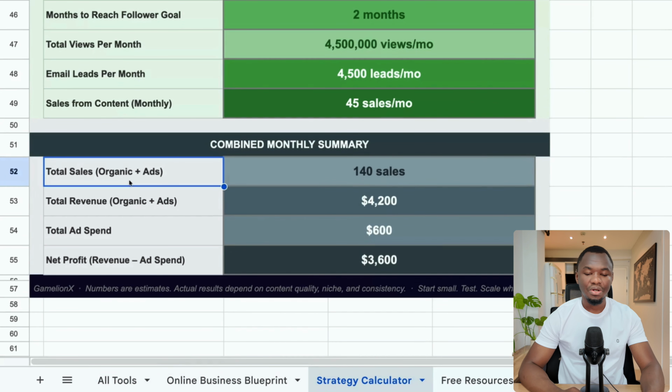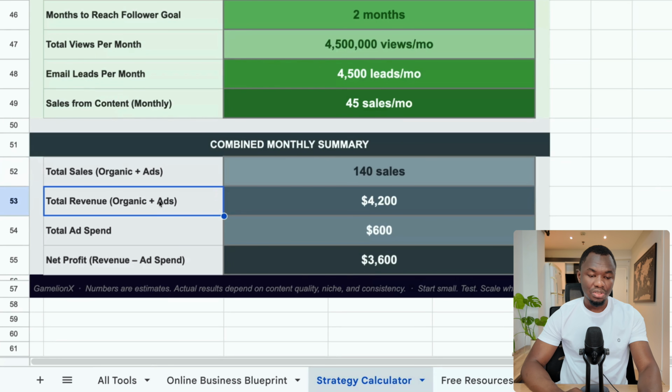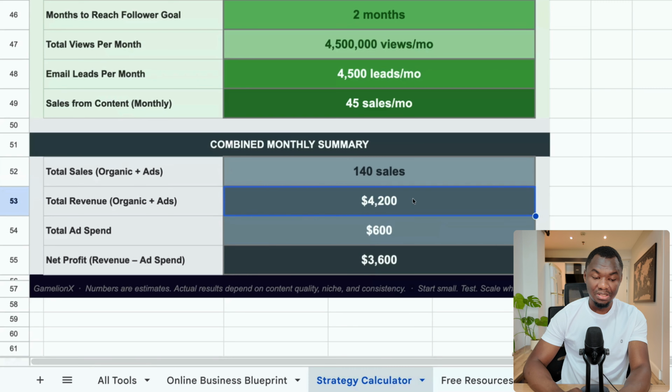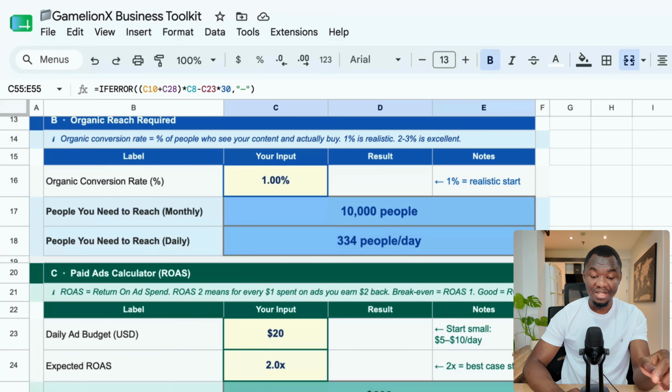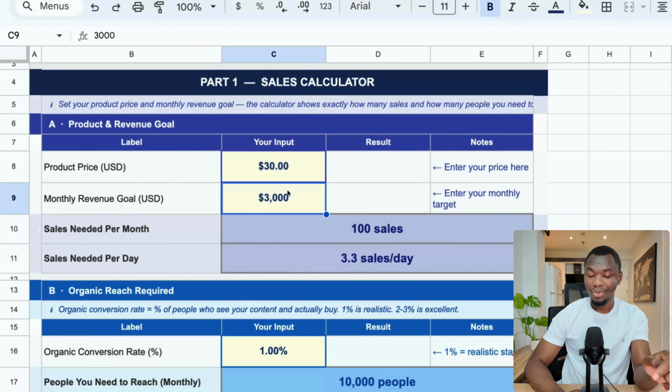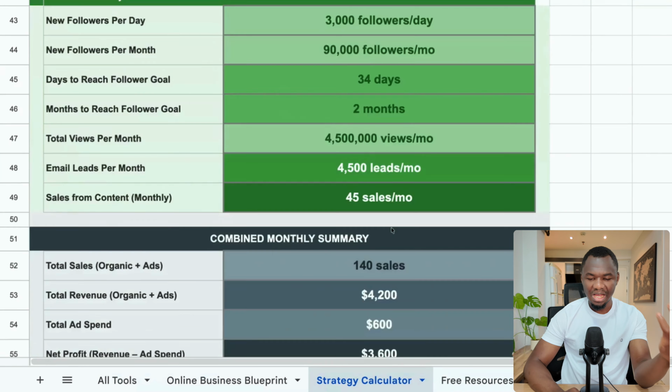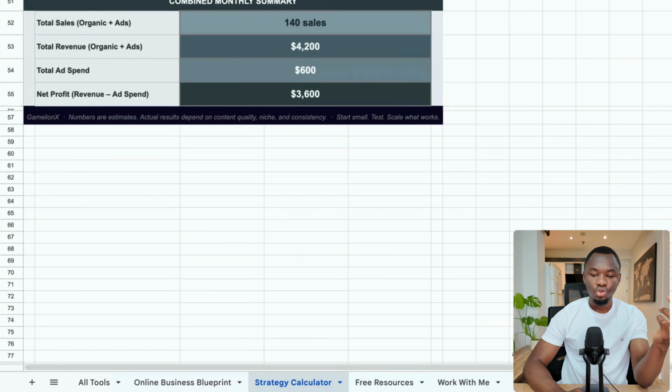And now based on this, we're going to look at the final combination. Total sales is 140 sales. Total revenue, that is the ad plus organic, is 4,200. We are calculating for the total ad spend. We spent 600. The net revenue is 3,600, which means we've overshot our expected 3,000.